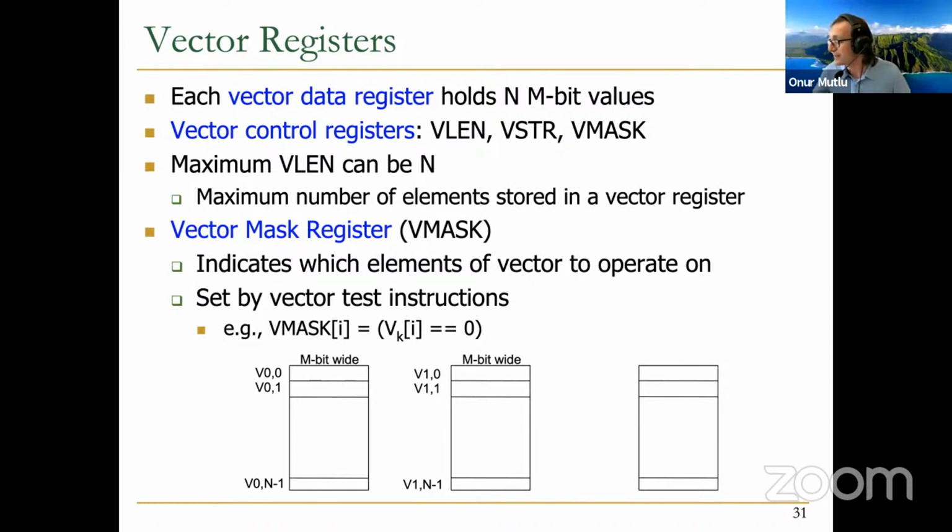Couldn't you store the length of the current vector in the last cell of the vector register to save hardware? Why do you need a register? Because you need to manipulate it.